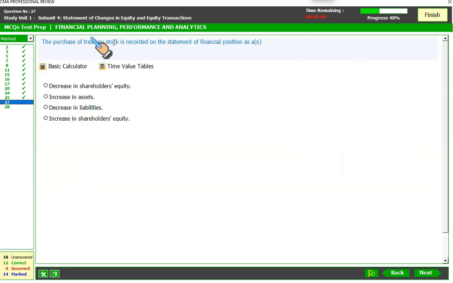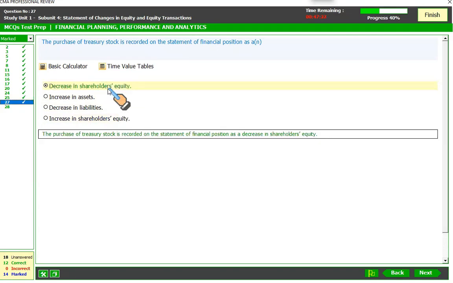The purchase of treasury stock, when you buy your own stock from the market, is recorded in the statement of financial position as part of the statement of change in equity as what? It is not an asset. It is not a liability. It is not added to the shareholders' equity. Rather, it is shown as a contra account, a negative item in the shareholders' equity. All the equity items are normally credit balances, so it is shown as a debit, which means it is shown as a decrease.